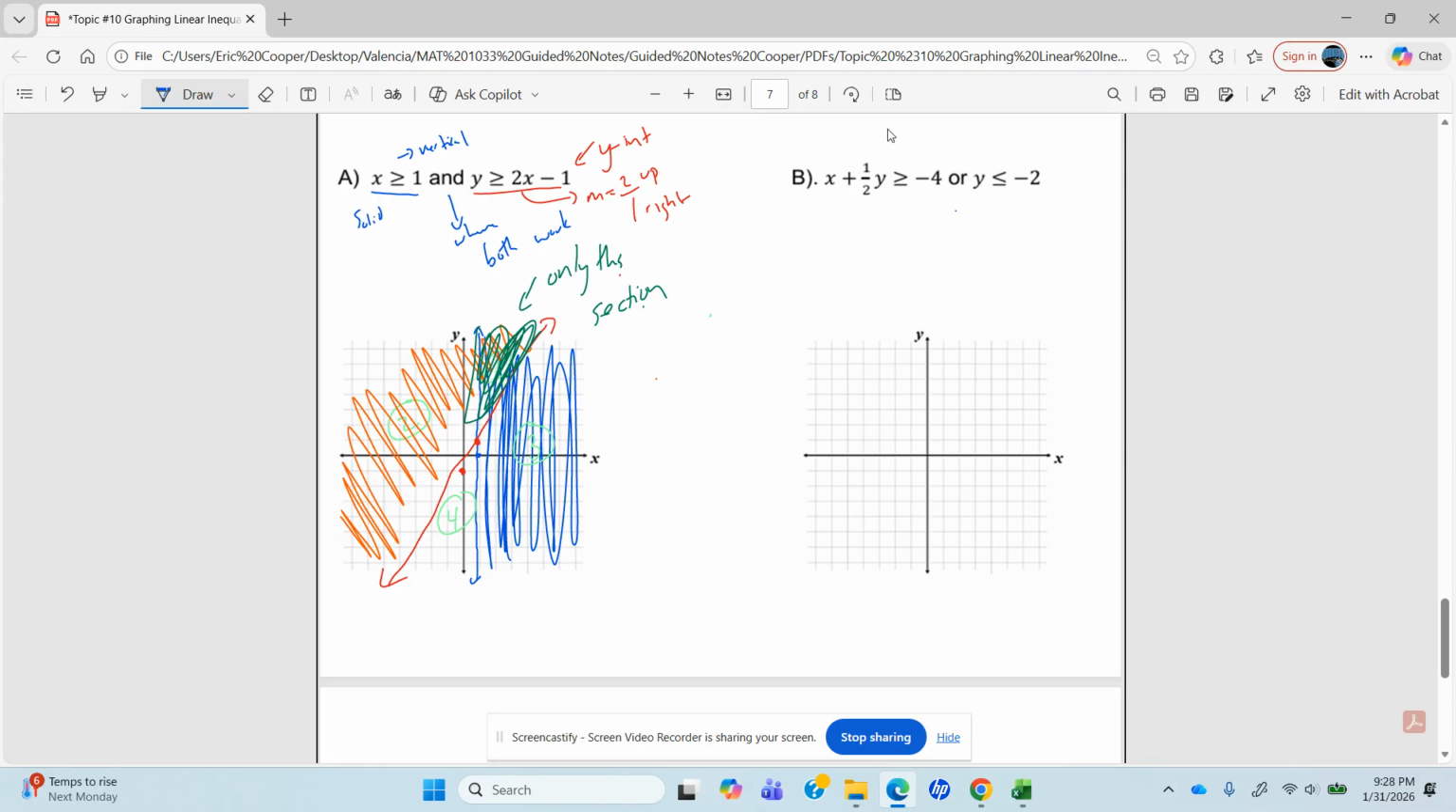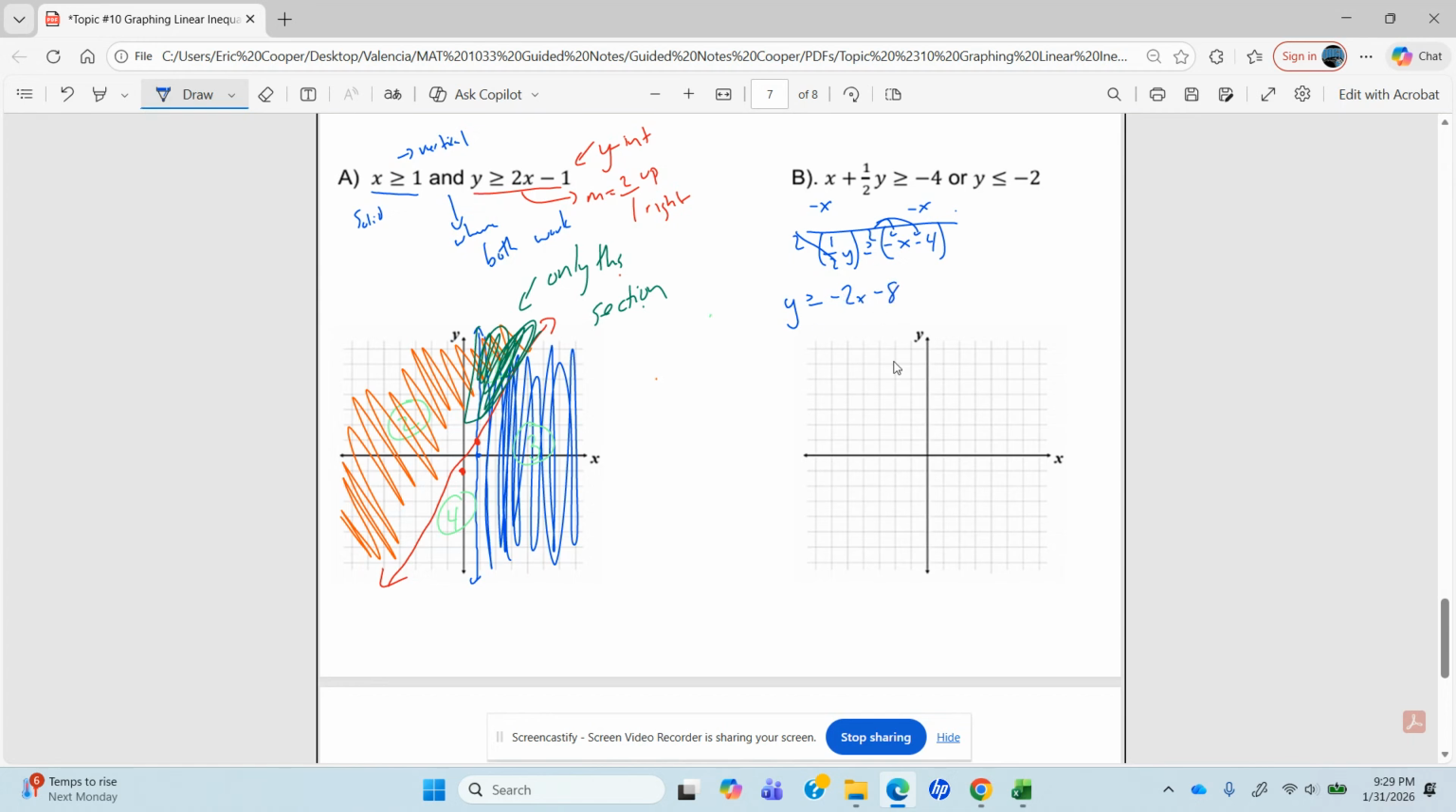Let's take this problem over here and work it and try to get y by itself. I'm going to subtract x from both sides. I have 1/2 y is greater than or equal to negative x minus 4. And in order to get rid of the half here, I need to multiply by 2, which means I need to go through and multiply everything over here by 2. So that leaves me with y is greater than or equal to 2 times negative x, which is negative 2x, and 2 times negative 4 is negative 8.